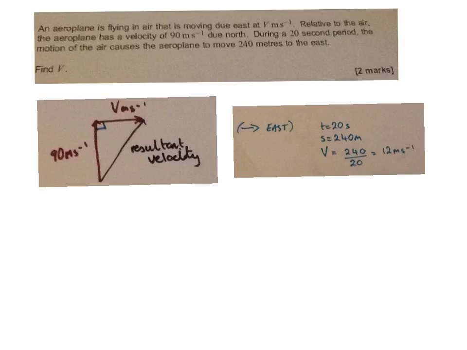It's like the river crossing questions. As long as you're using the right components, so if you're given a length in one direction, as long as you use that component of the velocity in that direction, you'll be getting the correct answer. So using v equals s over t, which we're always going to be able to use, there's never going to be an acceleration in these questions. V equals s over t, displacement 240 over 20 would give me 12 meters per second.